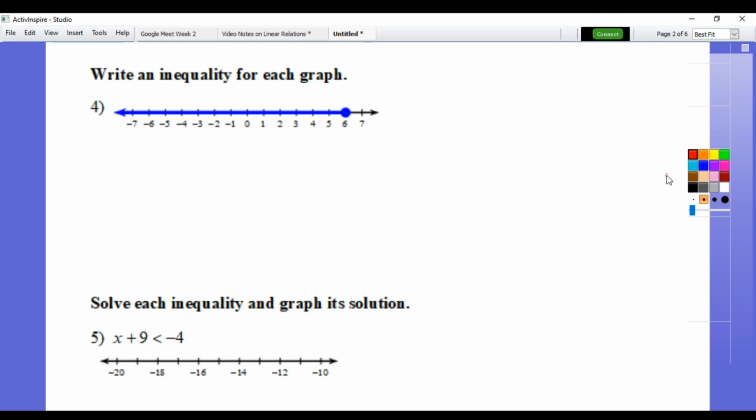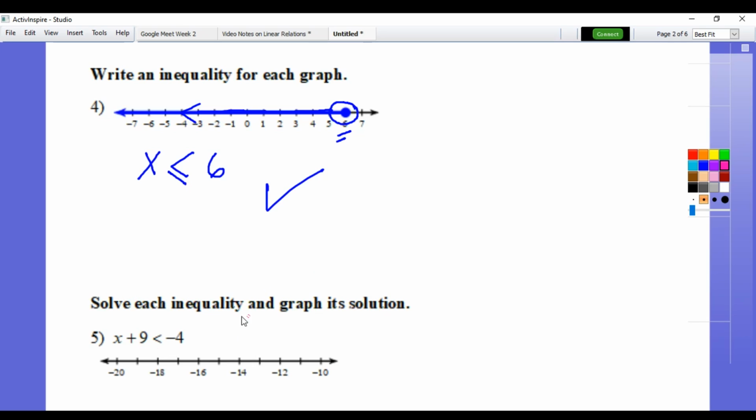Write an inequality for each graph. Okay, for this graph here, I will use the letter x. I would like it to be on the left, and the number here is 6. The graph is going to the left, so I'm going to copy it. Next, is this closed or open? That's closed. So I'm going to put a line under it, and there you go. Kaboom.